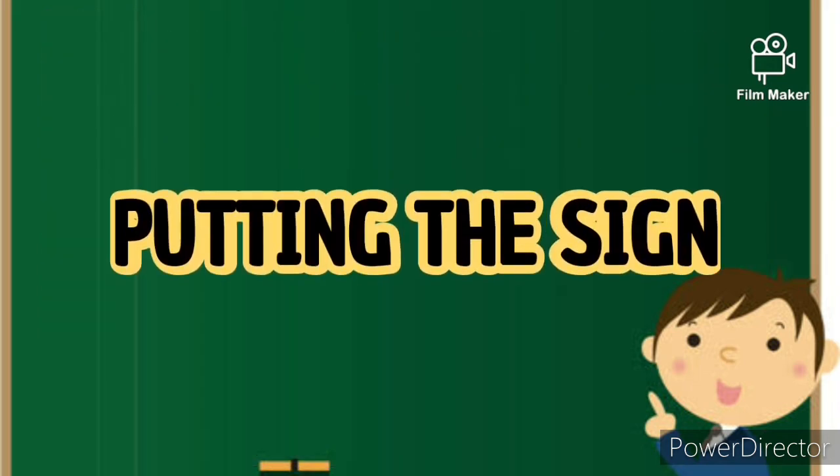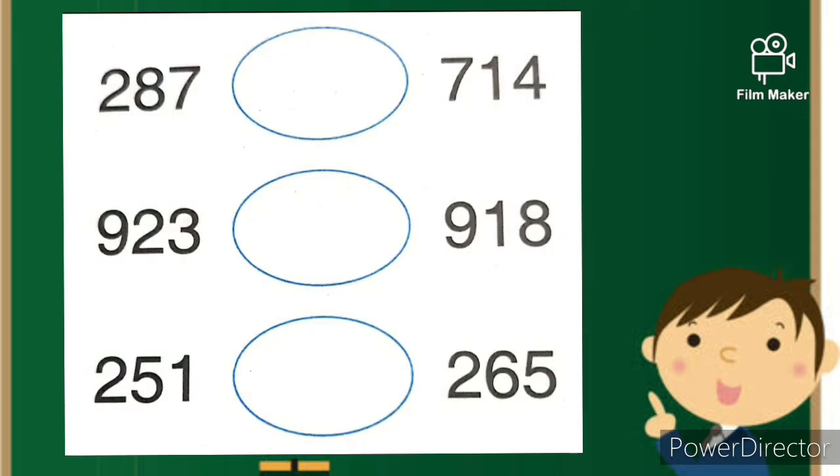Let us see how we will put the signs in the sums. Here in the first example, 714 is the greater number. In the second, 923 is the greater number, and in the third example 265 is the greater number. So we will put the sign towards the greater number.